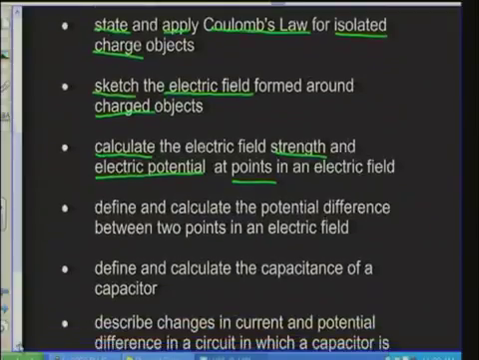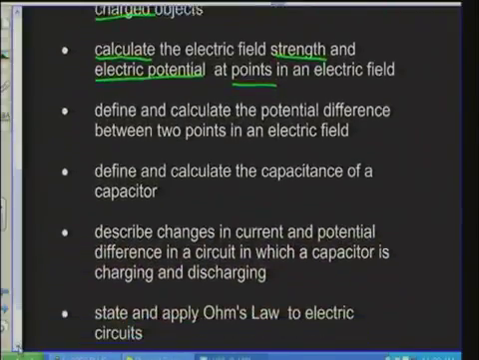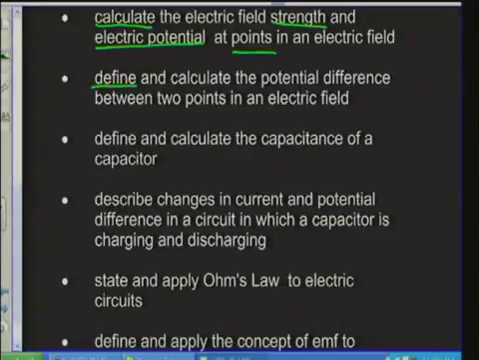Now, the electric field potential. All right. There, you know the equation that you have to use and where it comes from. We should be able to revise and get to that point. Next, you need to be able to define and calculate the potential difference between 2 points in an electric field. You also need to be able to define and calculate the capacitance of a capacitor. So we're going to talk about those things as well.